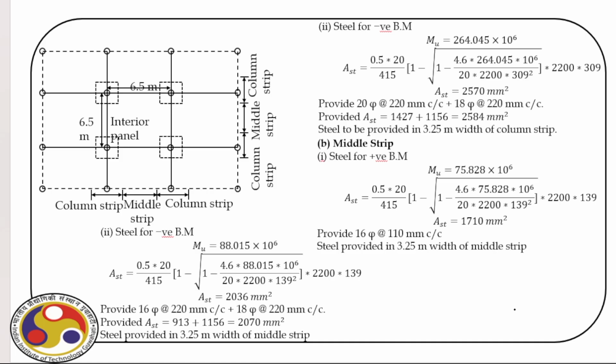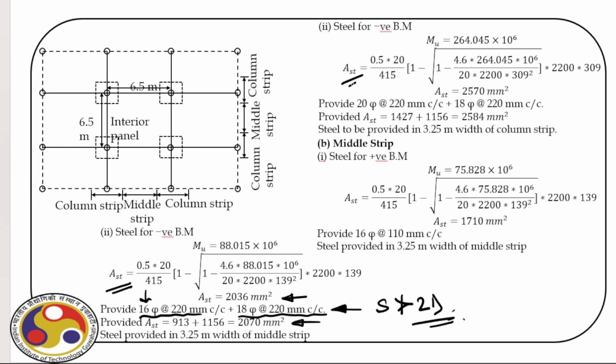Okay. So similarly for the negative bending moment, again we can find out the AST, which is 2036 millimeter square. So for that we provide 16 phi 220 center to center plus 18 phi. So it's a combination of two different steels that we provide. We can provide higher diameter bar, but recall there is a guideline for maximum spacing. S should not be greater than twice D, right? So you have to keep that in mind. Here in this case, AST provided from 16 phi bar and 18 phi bar, which is 2070 millimeter square. So that is okay.